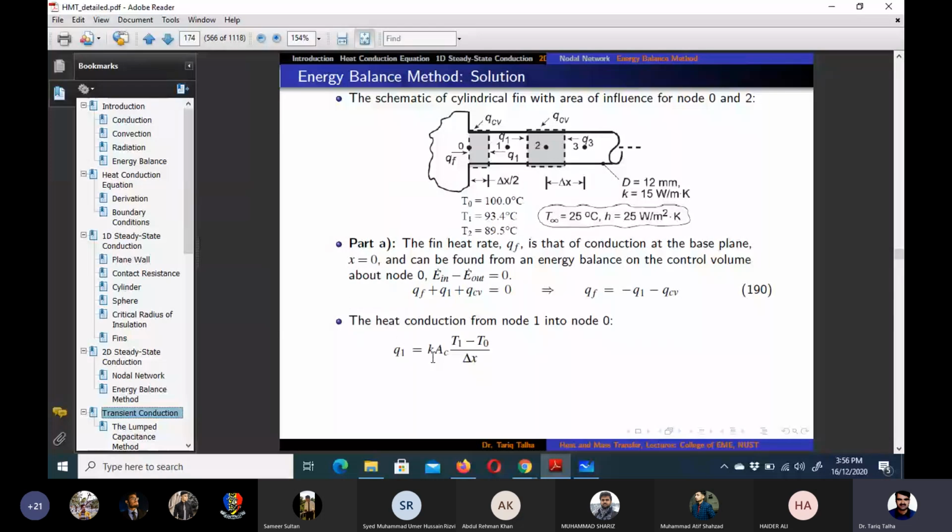So Q1 would be equal to K into AC. Now, what is the AC for this cylindrical fin? That would be equal to pi d square by 4, and then you can see Q1 is equal to T1 minus T naught. So now AC would be equal to pi. That is the cross sectional area of a cylinder or circle.